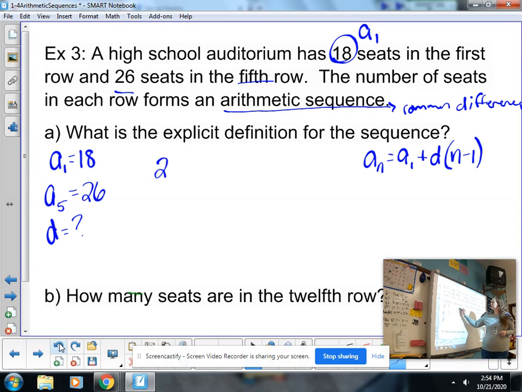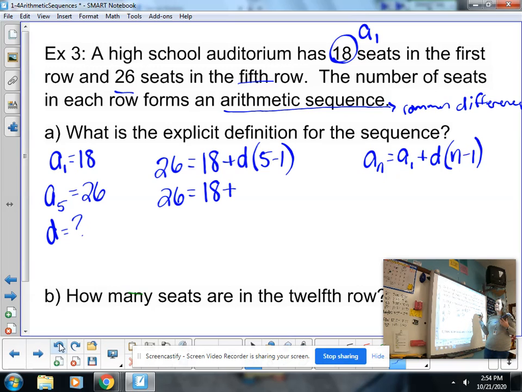So I'm going to say my 26 is going to equal 18, which is my A1, plus my unknown common difference D times n minus 1. Well, since A sub 5 is 26, that means 5 is the particular n for this situation. So D times 5 minus 1. So I have 26 equals 18 plus 5 minus 1 is 4 times D is 4D. Subtract the 18, and you get that your common difference is 2.